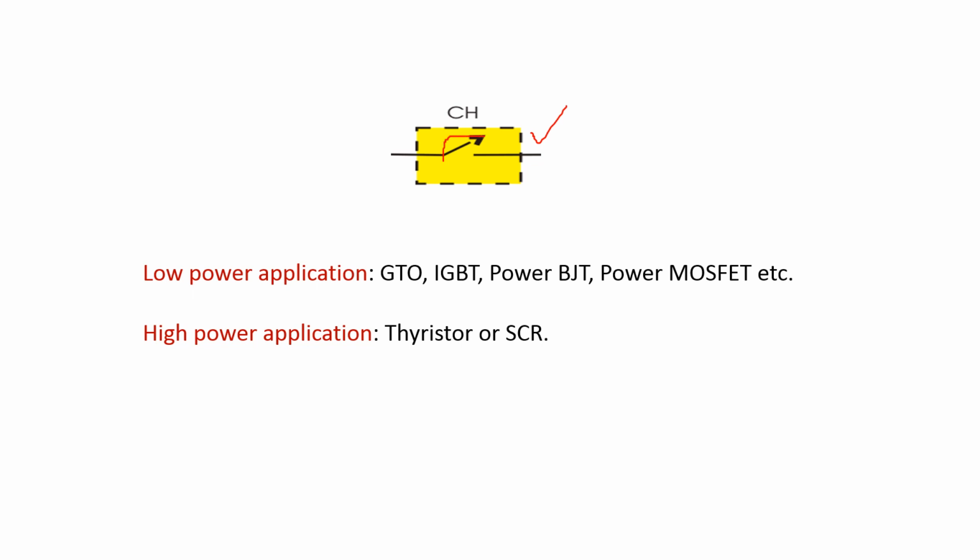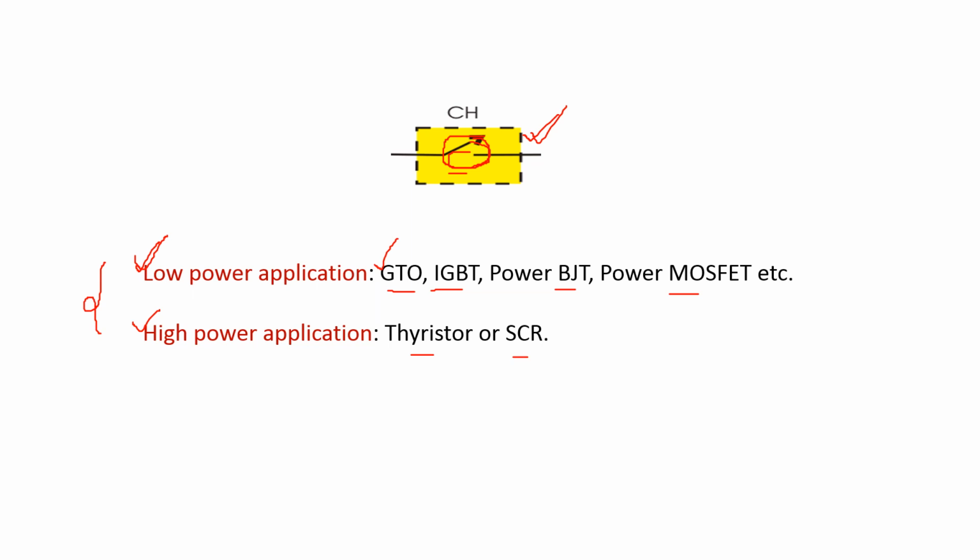Here this is the power semiconductor device which is enclosed by a dotted square box. If we use the chopper circuit in low power applications, in place of the power semiconductor device we have to use GTO, IGBT, BJT and power MOSFETs. Coming to high power applications, we use thyristors or SCRs in place of the power semiconductor device. These two points are very important from the GATE point of view.